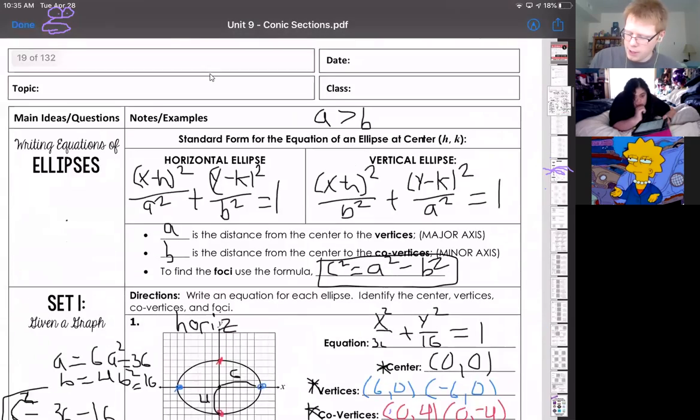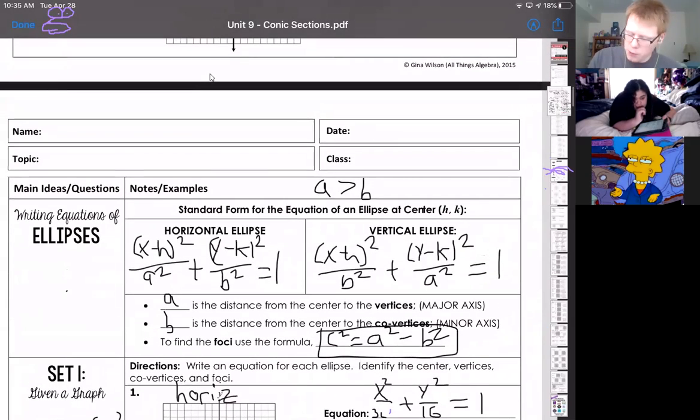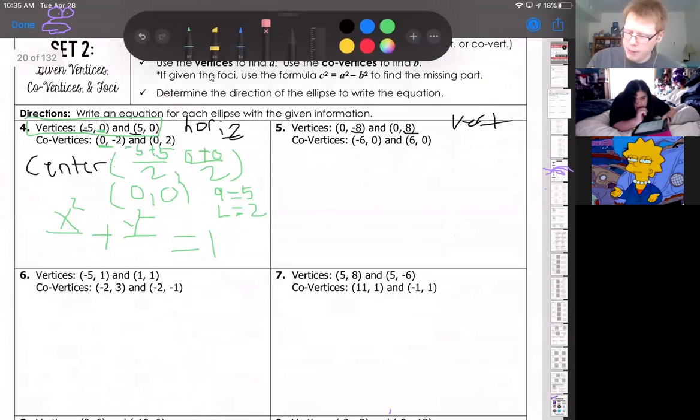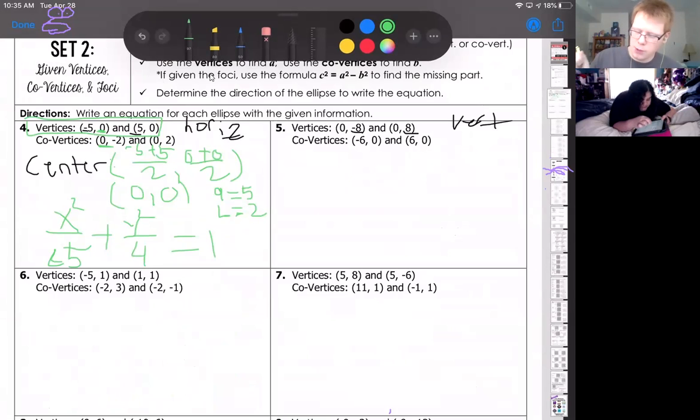Remember, it's over a squared, it's over b squared. So you have to square your a and your b when you put it under the denominator. So for this problem, it would be 25 underneath the x part, and it would be 4 underneath our y part, because that's b squared, that's a squared. And you always put the bigger one underneath, depending on if it's horizontal or vertical. So since this one's horizontal, the x part has to be over the bigger denominator.